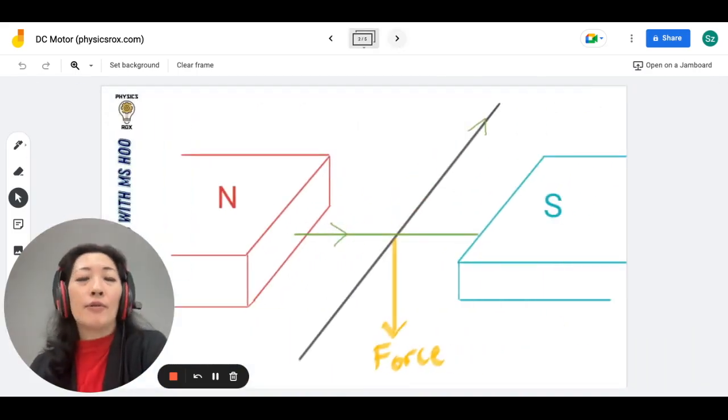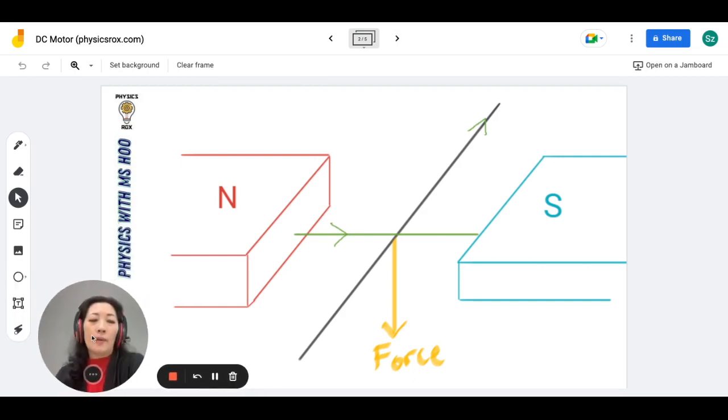So first, let's just go through quickly the concept of the force acting on a current carrying conductor. If we place a wire that has current flowing through it, in this case, this arrow represents the direction of the current, and we place it in a magnetic field, generated between these two permanent magnets, this generates a force that causes the wire to move. Which direction it moves in can be determined using Fleming's left hand rule.